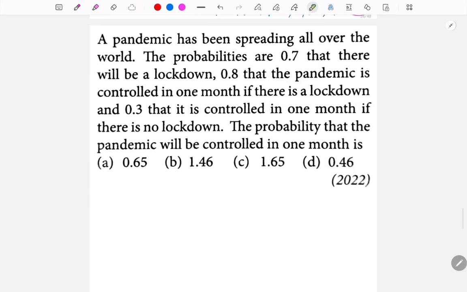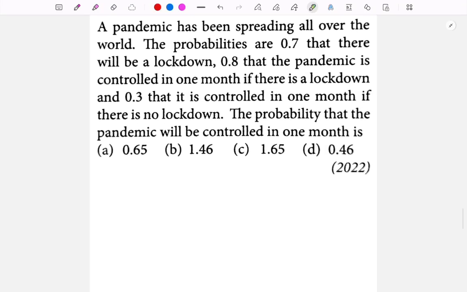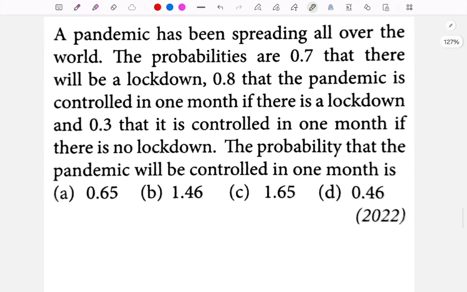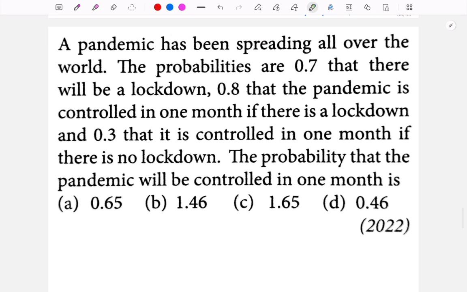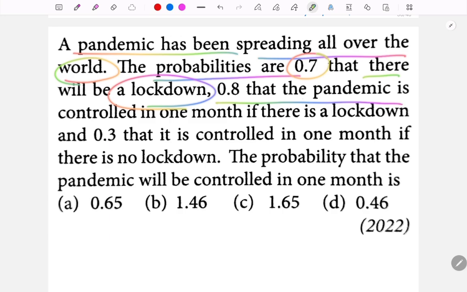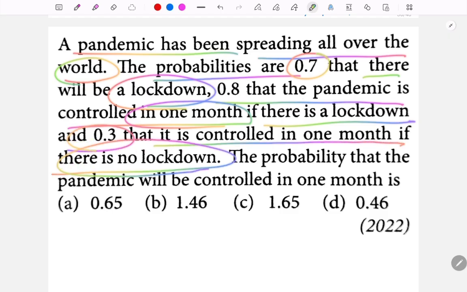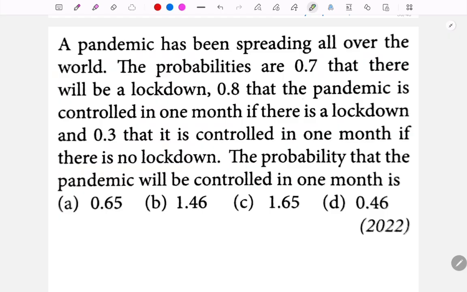Second one, it's a very good question. It was asked in 2022, in the Corona pandemic situation. This question they ask first. A pandemic has been spreading all over the world. The probabilities are 0.7 that the pandemic is controlled in 1 month if there is a lockdown, and 0.3 that it is controlled in 1 month if there is no lockdown. Okay, it means that on the right side they are giving P of A by E1 and P of A by E2, and the probability that the pandemic will be controlled in 1 month.